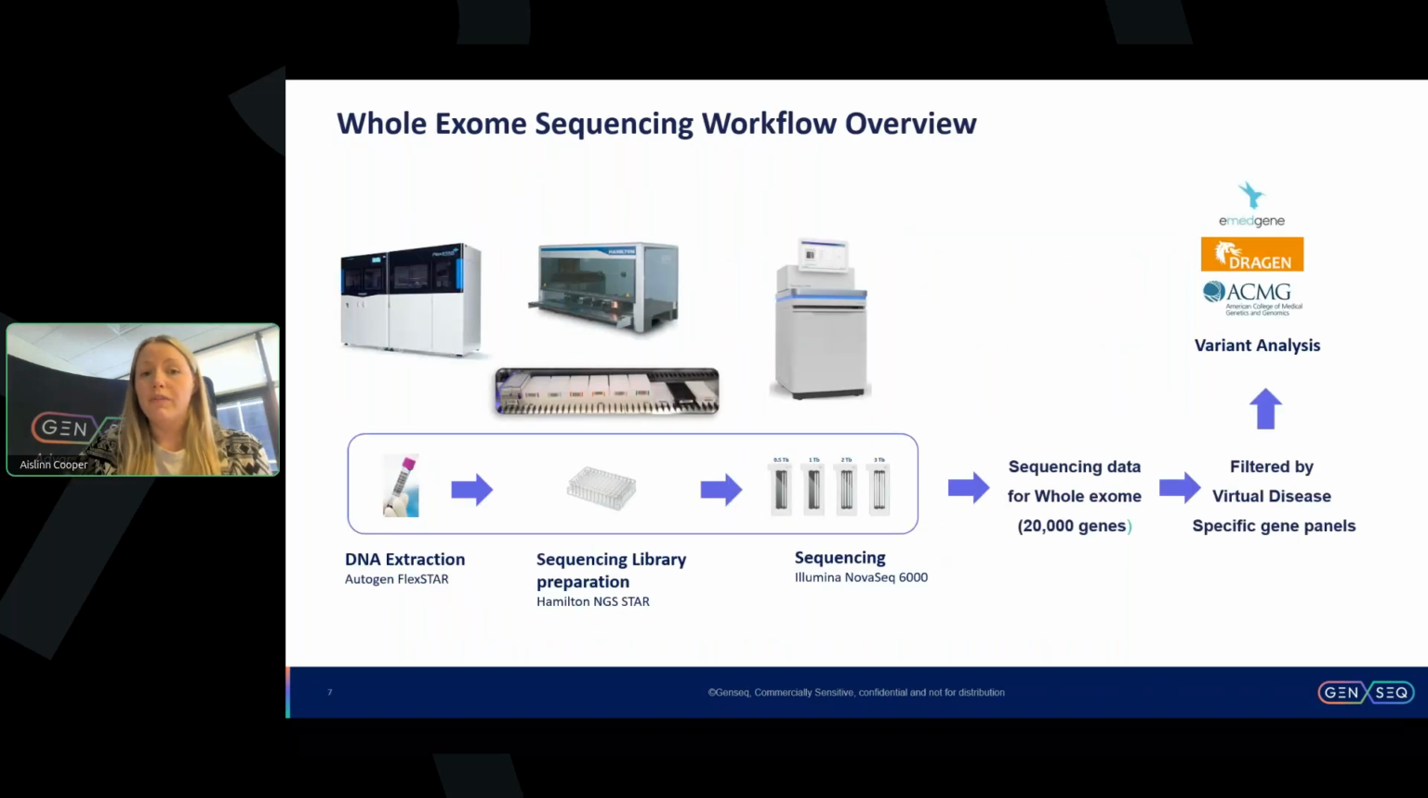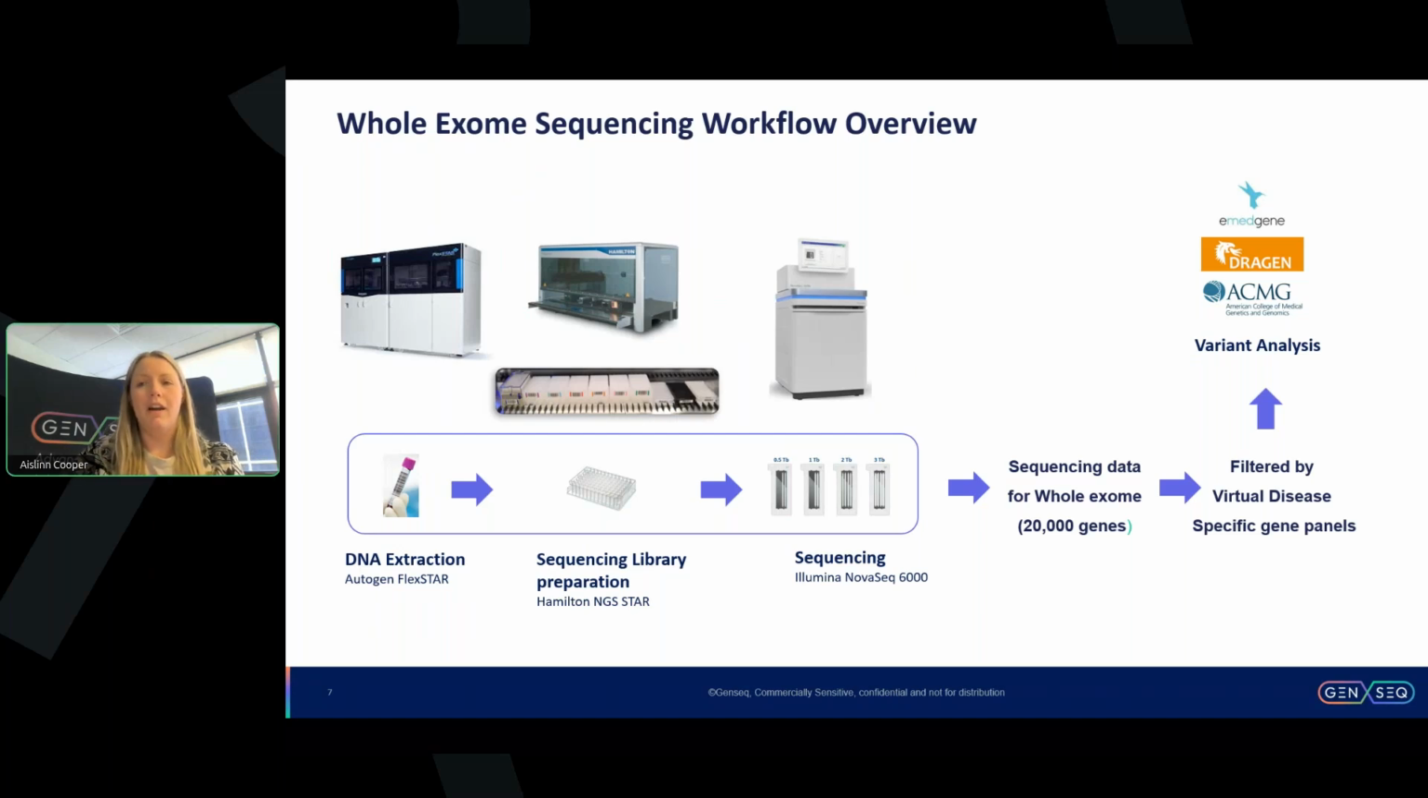So just to run through the workflow of whole exome sequencing, we receive blood samples, but we can also receive saliva and buccal. And we extract DNA from these samples, and we have a very automated workflow here in Genseq, so you can see all these beautiful robotic instruments doing all the work. We extract the DNA, we move on to sequencing library preparation, and then we sequence it. So this produces sequencing data for the whole exome for multiple patients at one time.